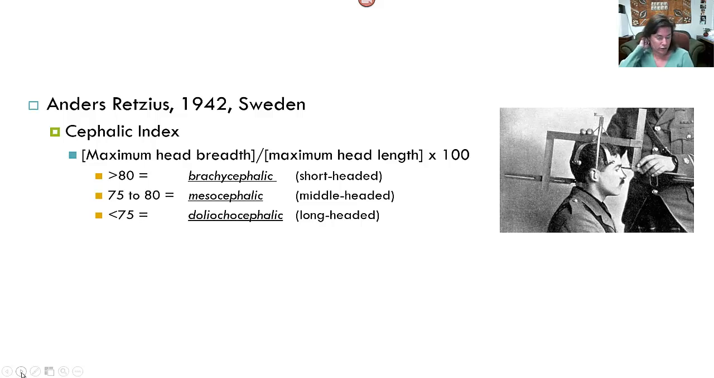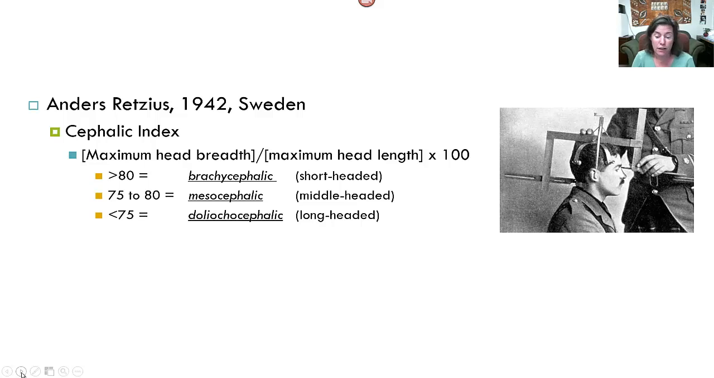Anders Retzius in 1942 is a Swedish anatomist who developed what's known as the cephalic index. And this was a method of describing the shape of the head. The cephalic index is derived by dividing maximum head breadth by maximum head length. Because people could be neatly categorized by a single number, this provided an extremely efficient method for describing and ordering phenotypic variation.